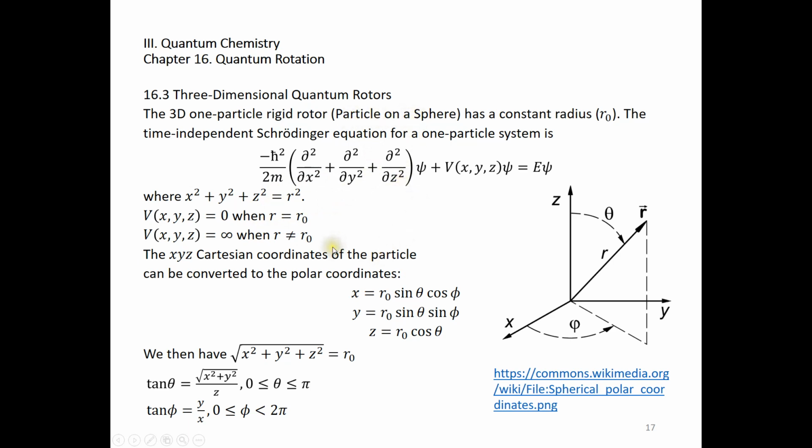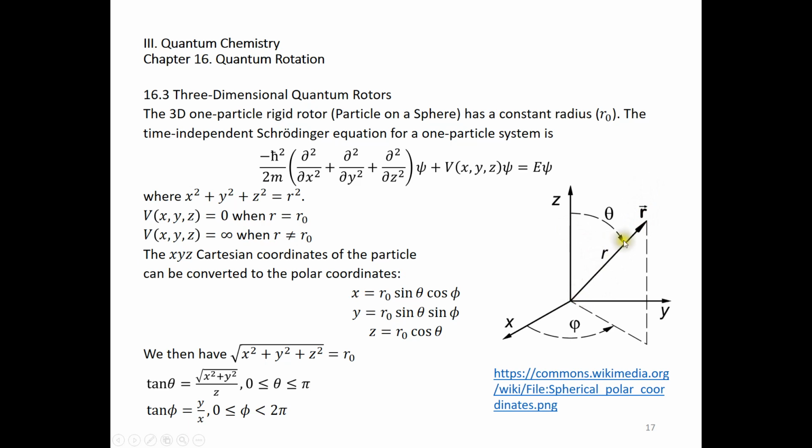Now let's look at the conversion between the x, y, z Cartesian coordinates and the spherical polar coordinates. Let's look at this position. We have x, y, and z, of course, but also we can use r, theta, and phi to specify the same position. R is the distance between this position and the center. Theta is the angle between the r vector that specifies the position and the z-axis.